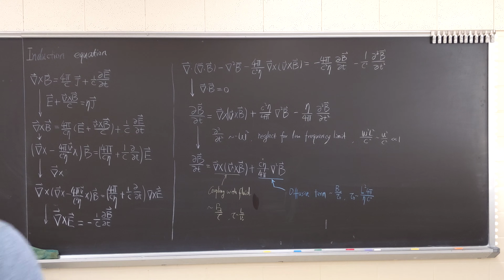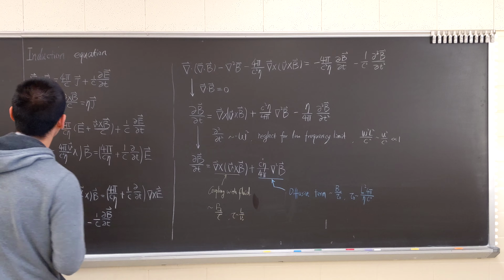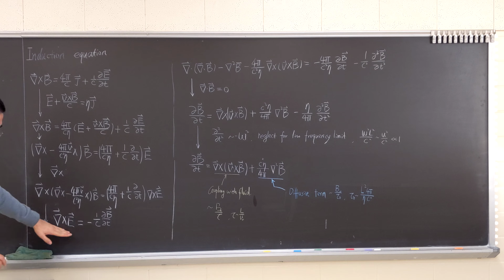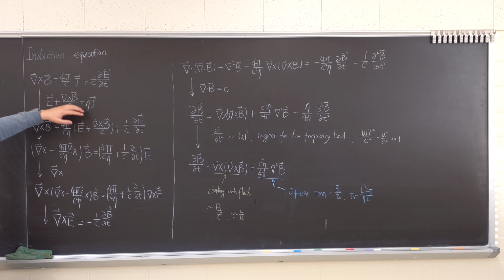Okay, let's look at the induction equations. Basically, the induction equation will derive from two Maxwell's equations, here and here, and Ohm's law. So this equation, and this equation. So start with one of the Maxwell's equations, and we plug J into the generalized Ohm's law.